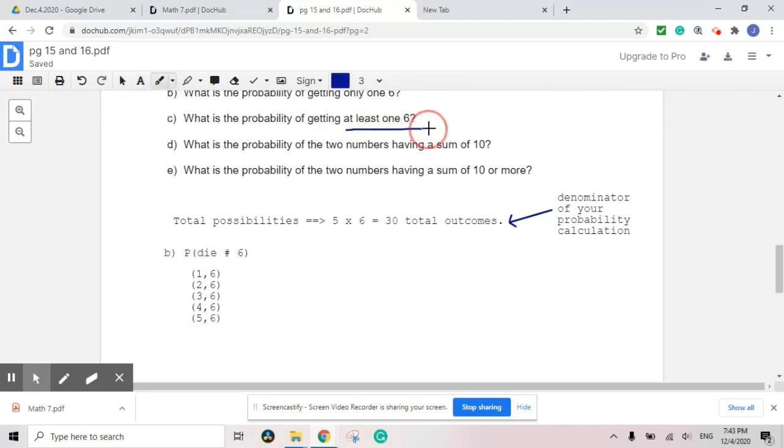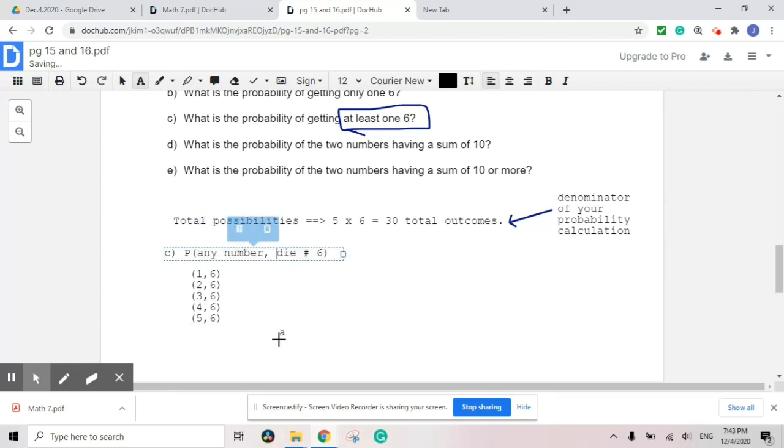Oops, sorry, I just realized I wrote C over here. The question is the probability of getting at least one 6. Never mind, I'm just going to change it. Sorry, folks. There you go. Die number 6 and whatever the other number. That's probably the best you can do.